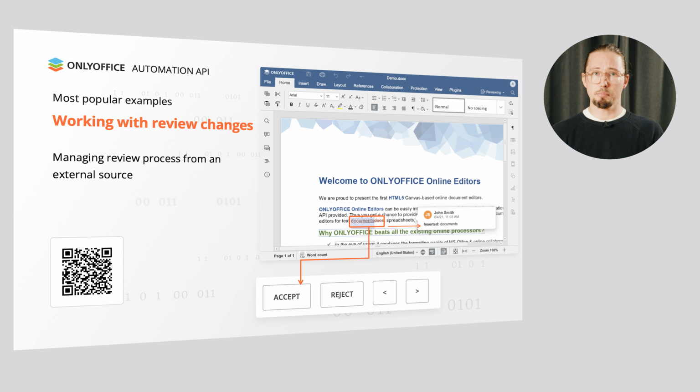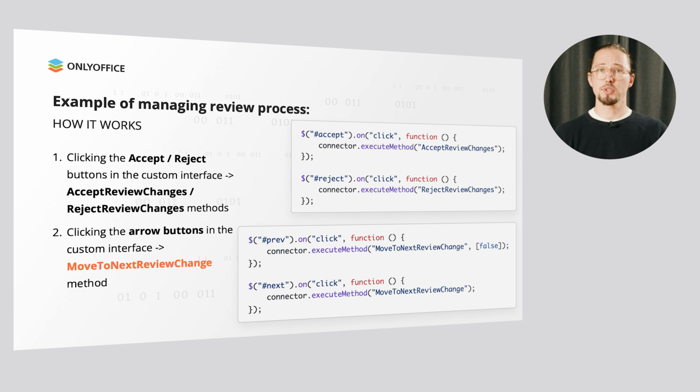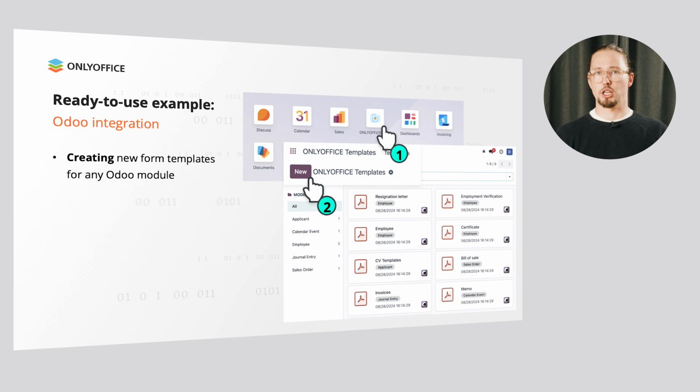Yet another example is the ability to manage the review process from an external source. Let's take a closer look and check how it works, along with the relevant code pieces. At first, when the user clicks the Accept or Reject buttons in the custom interface, the Accept Review Changes or Reject Review Changes methods are executed to accept or reject the selected change in the editor. Then, when the user clicks the arrow buttons in the custom interface, the Move to Next Review Change method is executed to move between the next and previous review changes. And these are just a few examples you can explore in the ONLYOFFICE API documentation. In fact, there are numerous scenarios you can implement using Automation API.